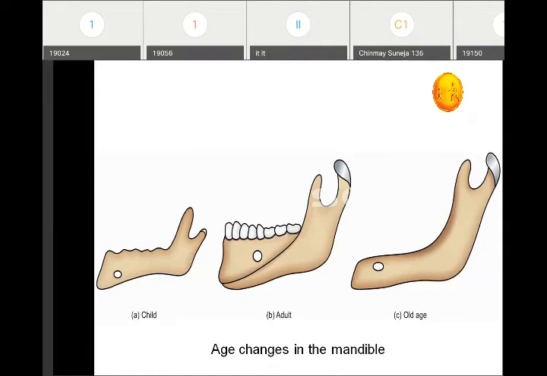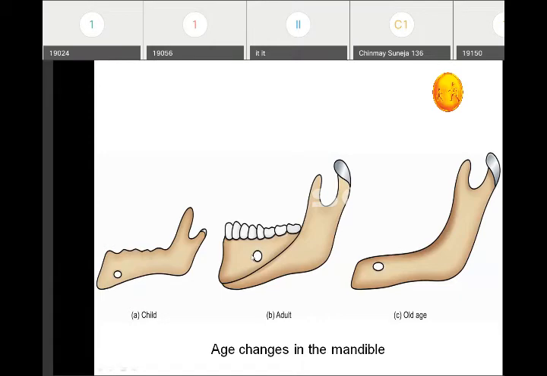So age related changes in the mandible, you can appreciate this first one. This is the mandible of a child, adult mandible, and old age group mandible. So in case of children, there are changes in the mandible with age. There are changes in the mental foramen and the mandibular canal. So the mental foramen, in case of children, is in close relation to the lower border, as well as the canal is running near the lower border because the alveolar socket is not properly formed.